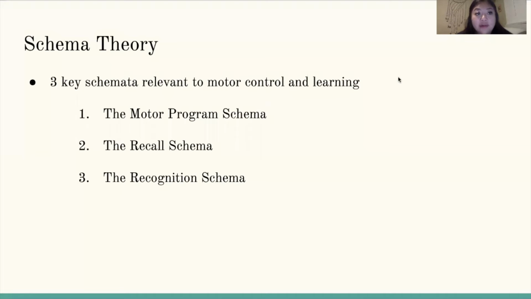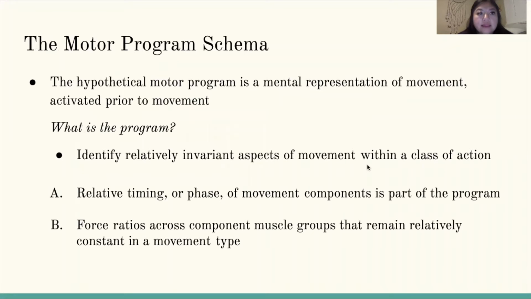Okay, so now we're going to talk about the schema theory. Three key schemata relevant to motor control and learning are: one, the motor program schema; two, the recall schema; and three, the recognition schema. Let's first talk about the motor program schema.